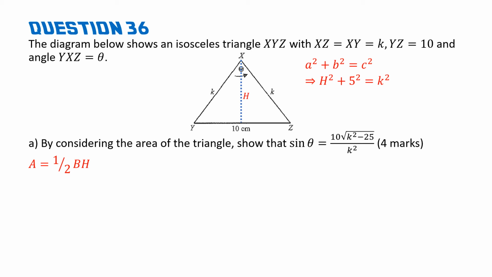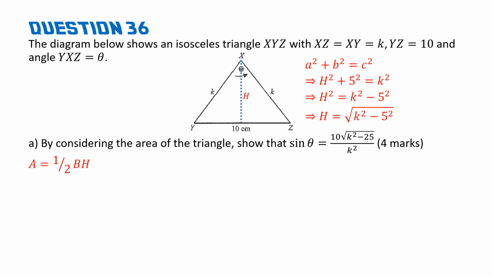So if I take 5 squared from both sides, what we're going to get is that h squared is equal to k squared minus 5 squared. Now, if I want to find what h is by itself, I'm going to take the square root of both sides. So then h is equal to the square root of k squared minus 5 squared.